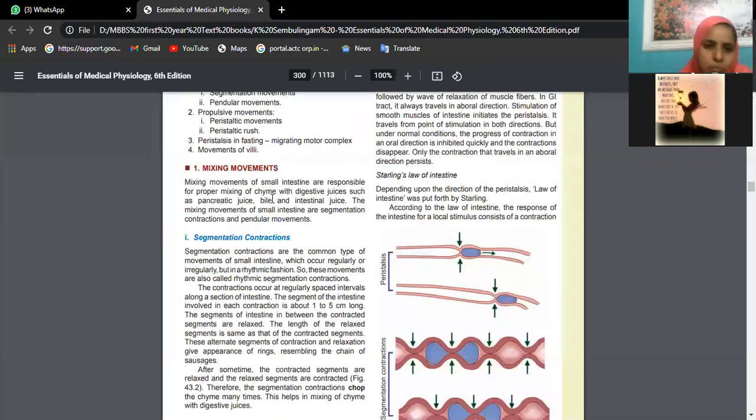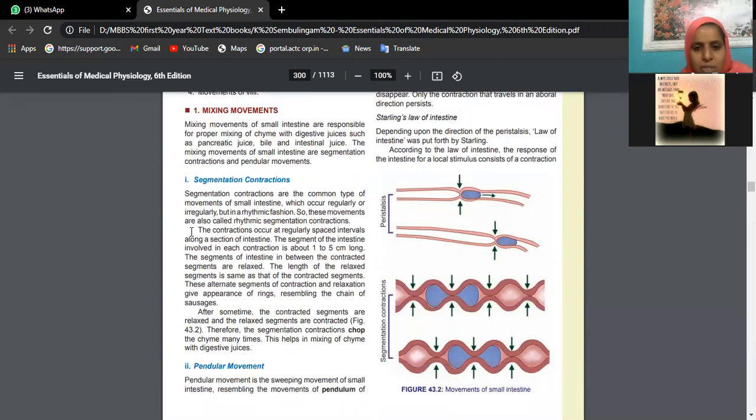Under this mixing movement, in the small intestine, the partially digested food which is entering the small intestine is chyme. We know in the duodenum, pancreatic juice and bile juice are entering. So all these three juices are thoroughly mixed, and these movements will actually facilitate all these mixing mechanisms. Now see, for example, segmentation contraction.